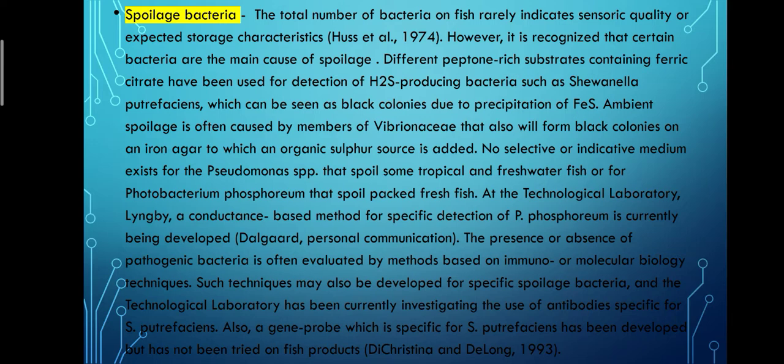No selective or indicative medium exists for the Pseudomonas that spoil some tropical and freshwater fish or for Photobacterium phosphoreum that spoiled packed fresh fish. So the presence or absence of pathogenic bacteria is often evaluated by methods based on immuno or molecular biology techniques. Such techniques may also be developed for specific spoilage bacteria, and the technological laboratory has been currently investigating the use of antibodies specific for S. putrefaciens.